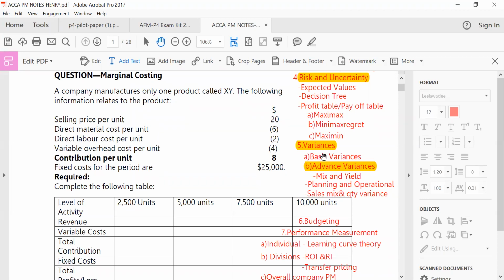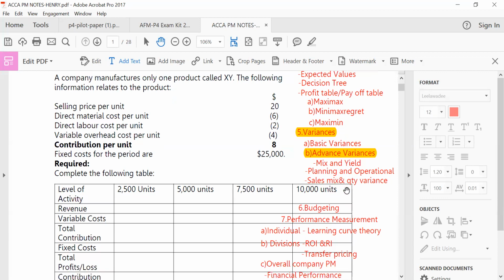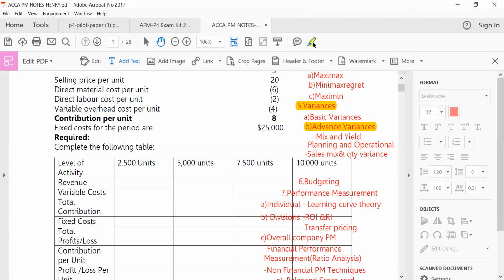So basic variances, we have the basic variances, we have the advanced variances. The advanced variances is what the examiner is going to examine, and that should be an area of your interest. Under the advanced variances, we have mix and yield. We have planning and operational variances. We have sales mix and quantity variances. Then we come to the sixth, also important topic, budgeting. So look at the theories of budgeting, the theory of beyond budgeting. We can do some calculations over here.